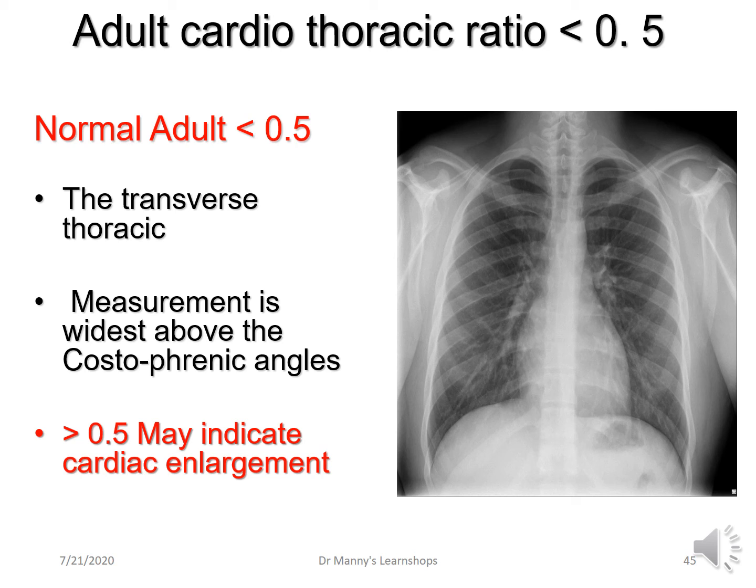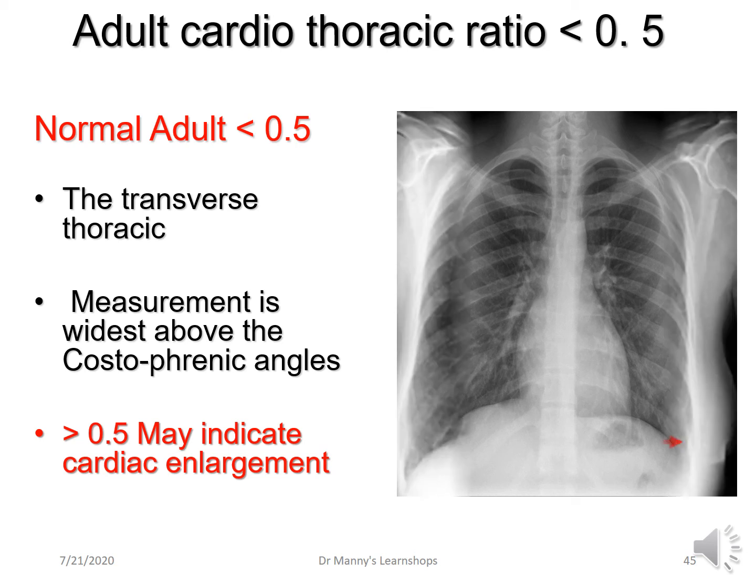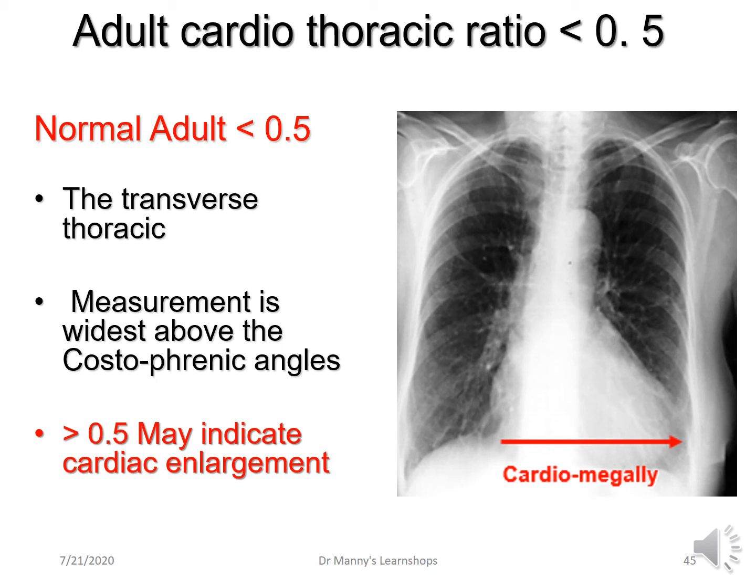There's an example. There's a normal heart shadow or silhouette, and there's an abnormal one, which could indicate congestion, congestive heart failure, cardiomegaly, an enlarged heart.